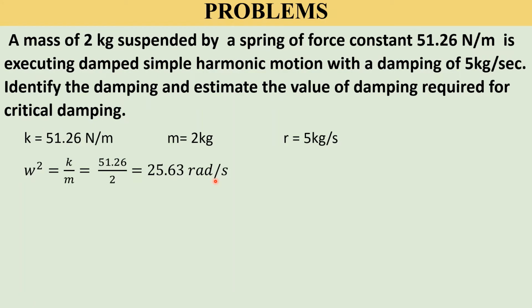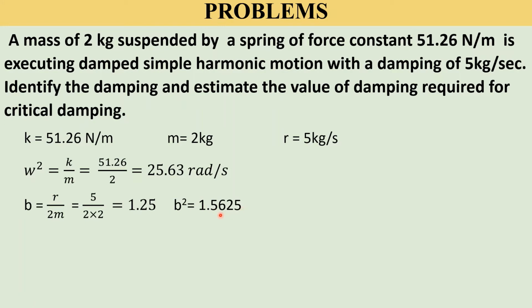So now we have to calculate B squared. In order to calculate B squared, first we have to calculate B. There is a relationship between B and R, that is B is equal to R by 2M. So R is the damping coefficient. So 5 divided by 2 into mass, which is 2. So that is equal to 1.25. So B squared is equal to 1.562.